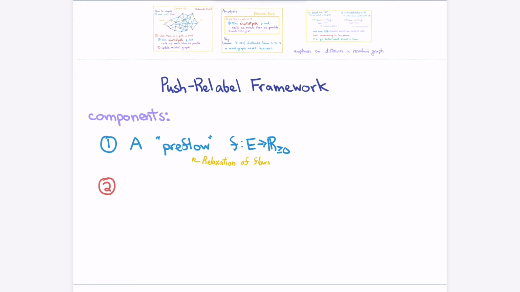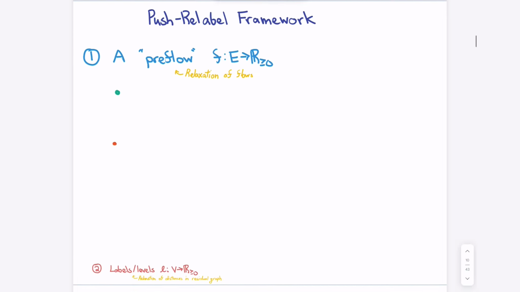Okay, and I'll explain what these terms are. One component is going to be a quote-unquote pre-flow. It's going to be like a relaxation of flows, where actually intermediate vertices can have too much flow going in. Okay, so we're going to relax that. And we're going to have these labels or levels. And so labels and levels are going to be conceptually like distances in a residual graph, but something we'll maintain explicitly. So let me break this down further.